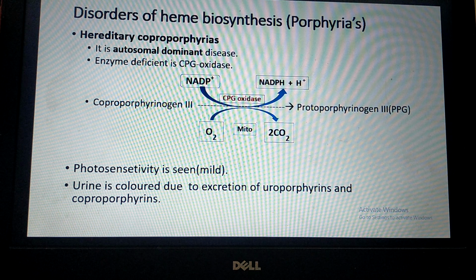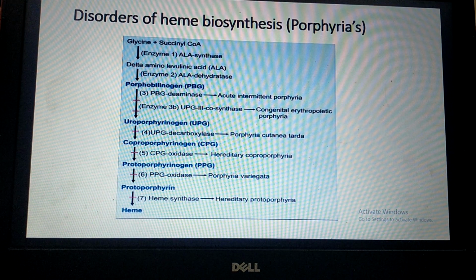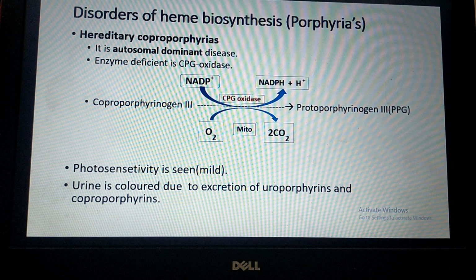Again, photosensitivity is seen. In this case, coproporphyrinogen 3 is accumulated. This is the fifth enzyme, CpG oxidase, which converts CpG into PpG. So CpG 3 gets accumulated, photosensitivity is seen, but it is mild. Urine is colored due to excretion of uroporphyrins and coproporphyrins in the urine.